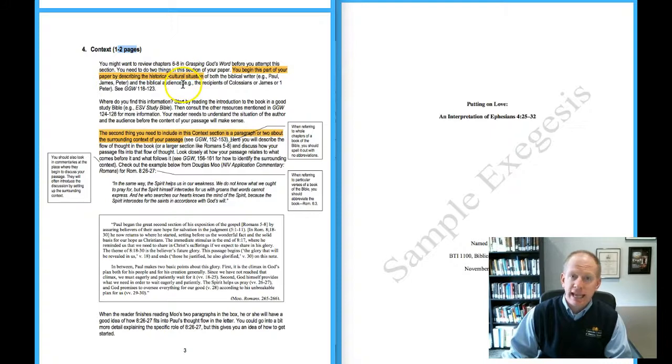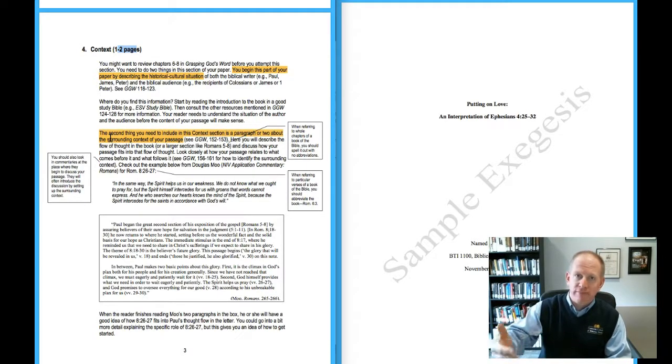And then notice the second highlight, the second thing you need to include is the context section, and there's a paragraph or two about the surrounding context. Well, one of the other assignments you're doing for homework is what's called the surrounding context. You're going to write a paragraph about what goes on before your passage, a paragraph about what goes on after your passage, and then you're going to summarize how those two before and afters affect the meaning of your central passage. That's the essence of what goes here.